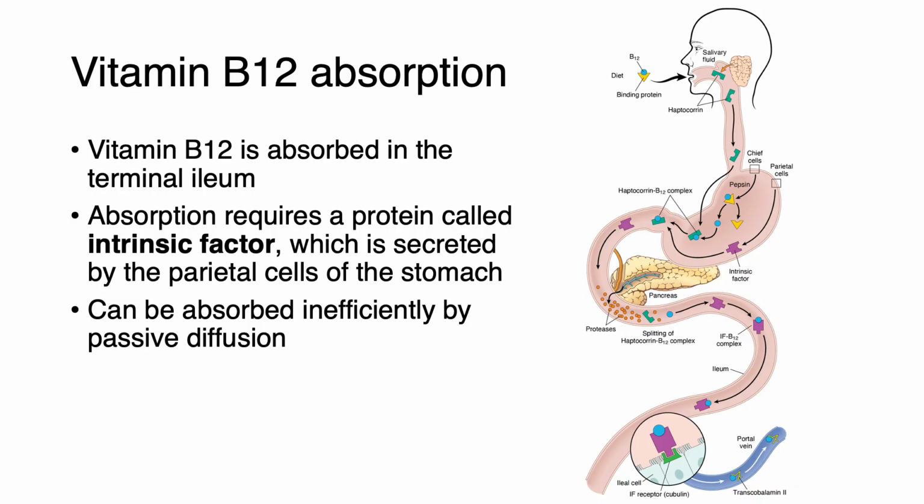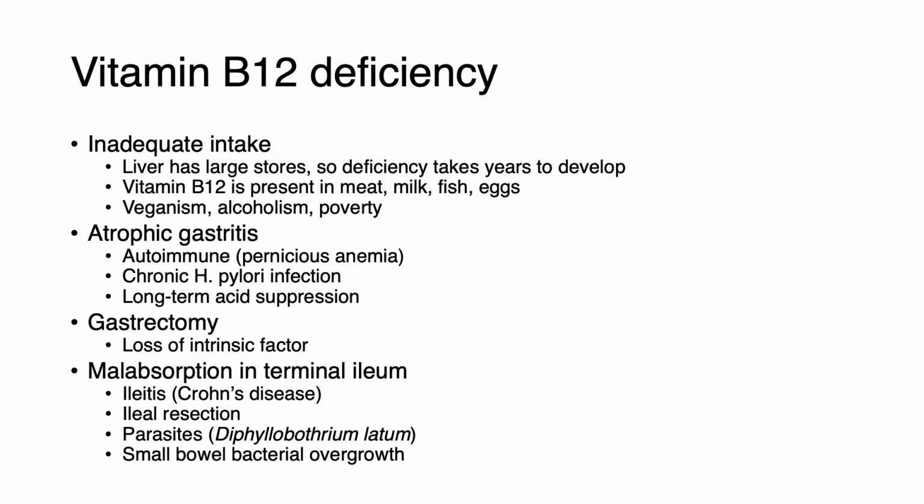B12 is absorbed in the terminal ileum, and it requires intrinsic factor to be absorbed. Intrinsic factor is made by the parietal cells of the stomach. You can absorb B12 passively in the terminal ileum, but it's very inefficient. So it's more efficient if it's bound to intrinsic factor.